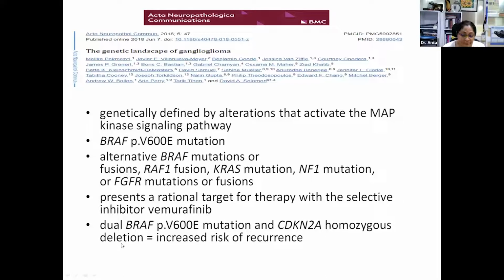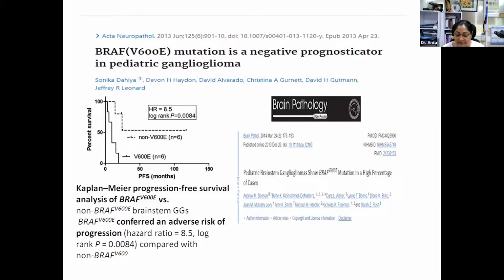And if the patient has a dual BRAF V600E mutation and CDKN2A homozygous deletion, there is an increased risk of recurrence. Gangliogliomas, compared to the other tumors in this group, already have a higher rate of recurrence. So in this landmark article by Dhaya et al. on BRAF mutation, it is a negative prognosticator in pediatric gangliogliomas. This is a Kaplan-Meier progression-free survival analysis of the BRAF V600E versus the non-BRAF V600E gangliogliomas, and it confers an adverse risk of progression.